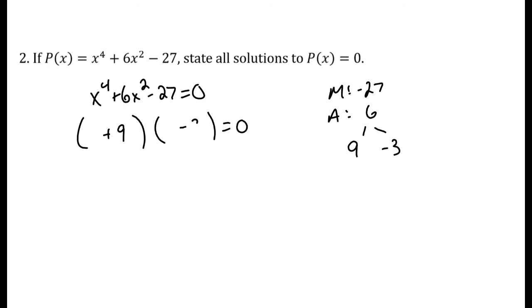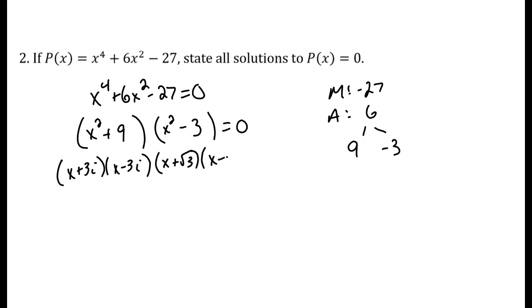But in the front seat, I need an x squared because it's a trinomial. It's a trinomial in x squared, not plain old x. So when I factor x squared plus 9, I can factor that over the complex numbers to find all solutions to get x plus 3i, x minus 3i. And I can treat x squared minus 3 as the difference of perfect squares. I don't need complex numbers here because it is a difference, as x plus the square root of 3 and x minus the square root of 3.